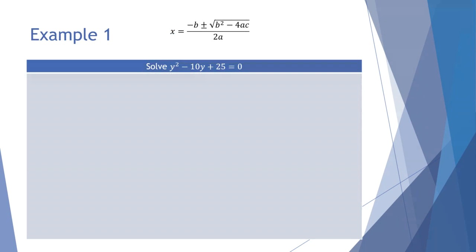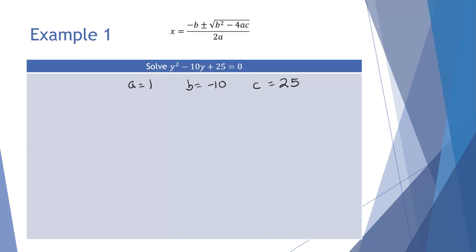So we need to identify our A, B, and C. A is the coefficient in front of the squared term, which is 1 in this case. B is -10, and C is 25. These are the same A, B, and C that we used when we were factoring. They're just called the same thing. What's different is that our equation is set equal to 0, which means we are solving.